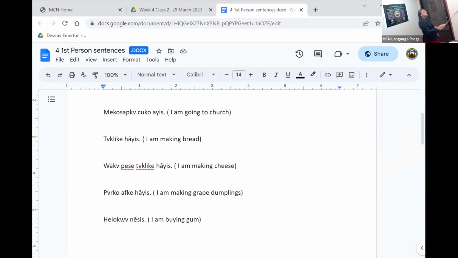Okay. Mvskoke chugo ayes. See, that's where ayeda changes from the V to an A in our notes. We had it broken down in our last class. So if you want to see how it's broken down from the V to an A, the notes are in our previous class. Mvskoke chugo ayes. I am going to church.